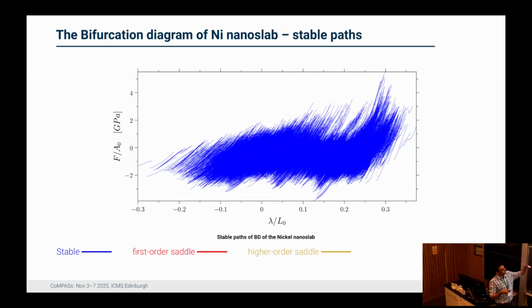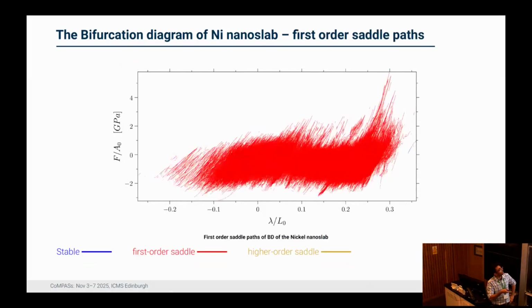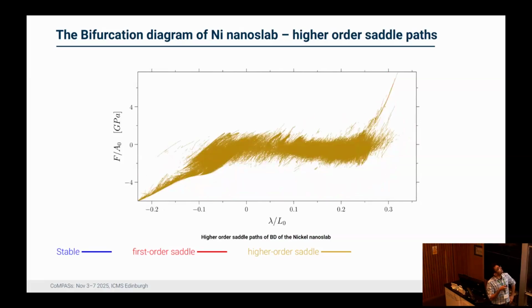And yeah, I just replotted this. So this is the set of stable segments. I'll show the statistics at the end. And these are the first order saddles, and these are the higher order ones.